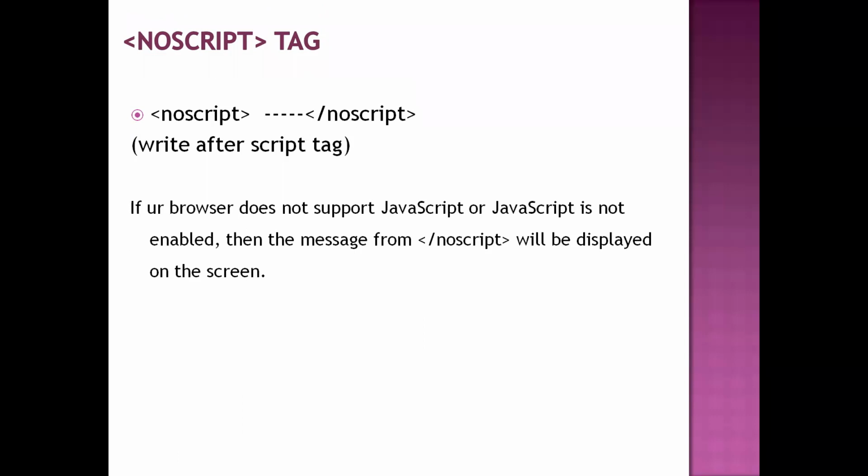When do we need to use this noscript tag? Suppose your browser is not supporting JavaScript, or JavaScript is disabled in your browser, then your script tag content will not be understandable by the browser. In that case, whatever code you have written between the noscript tags will be displayed on the screen. And if you are using the noscript tag in your program, compulsorily you have to write this noscript tag after the script tag only. If you write the noscript tag before the script tag, definitely your browser will print the content of the noscript tag only. So always your noscript tag should be after the script tag.